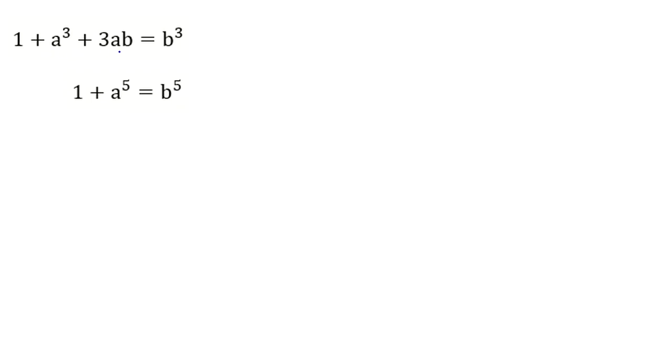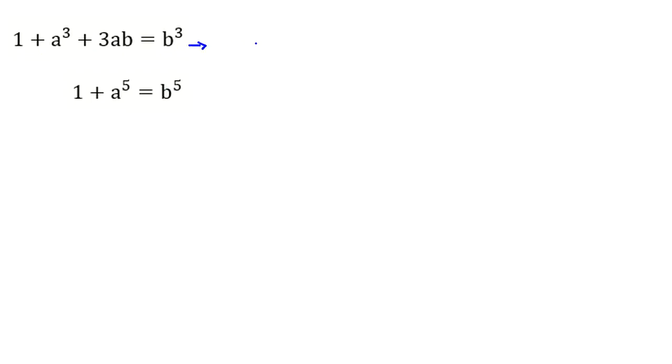1 plus a cubed plus 3ab equal to b cubed. 1 plus a to the 5 equal to b to the 5. We should find a and b. A and b are real numbers. Here I have 1, a cubed, b cubed.